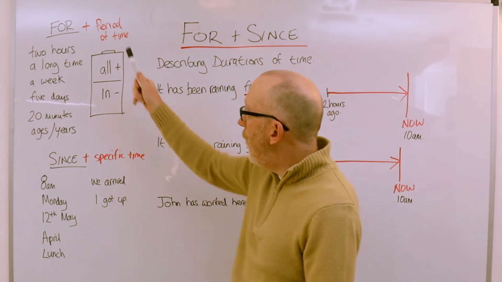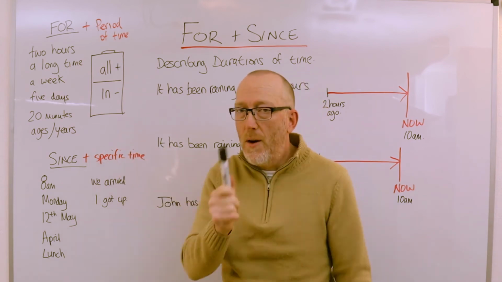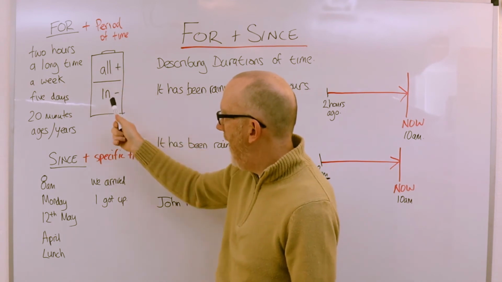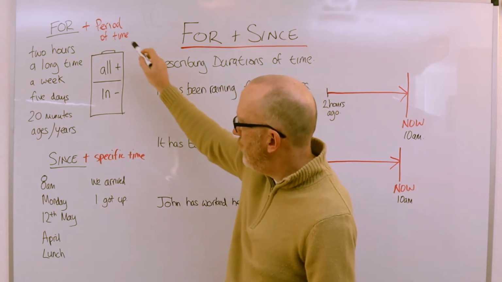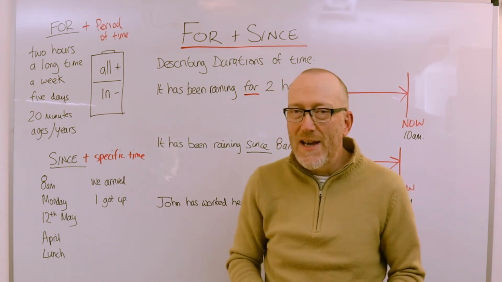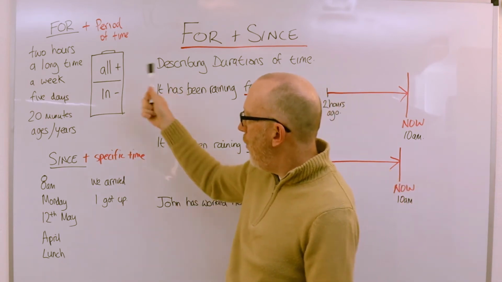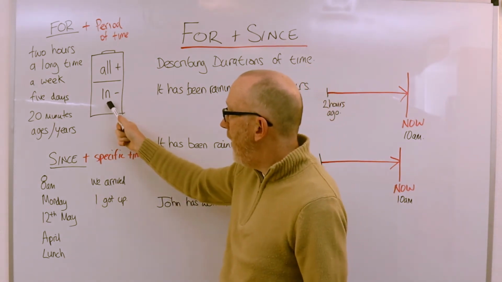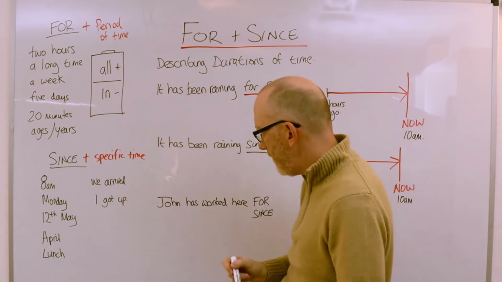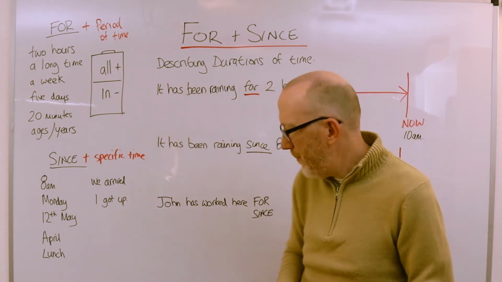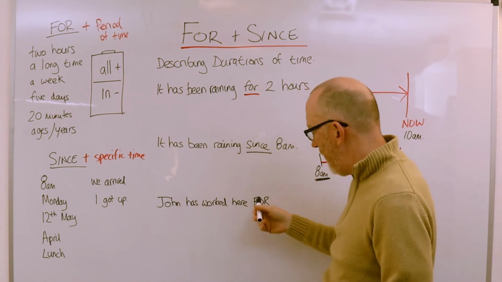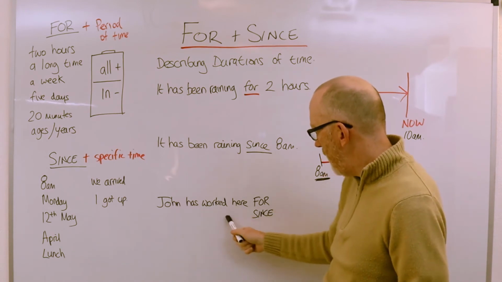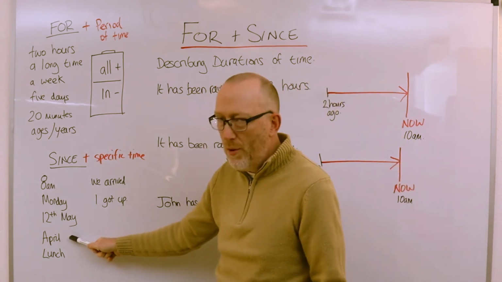Now with for as well, there are some alternatives which you may hear and also may use, and these are all and in. Now I hope you like my little drawing of a battery. The reason I included a battery is because we use all in positive sentences, but we only use in in negative sentences. So let me try and give you some examples. So John has worked here for a long time. John has worked here since April.